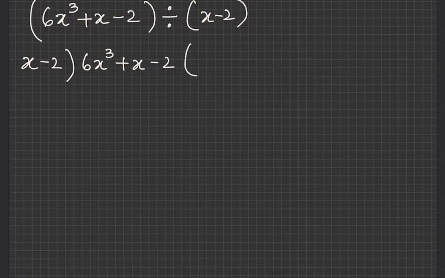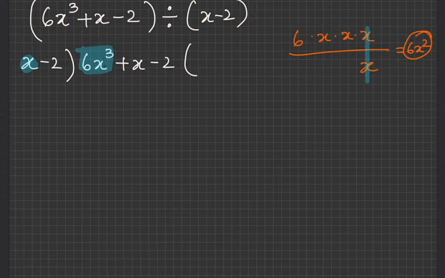Right? Now, let's divide the first term. Here is 6x cubed, and then the first term in the divisor is x. So 6x cubed, that is 6x times x times x, divided by x. So these two cancel out. I'm left with 6x squared. So that is going to be the first term of my quotient, 6x squared.